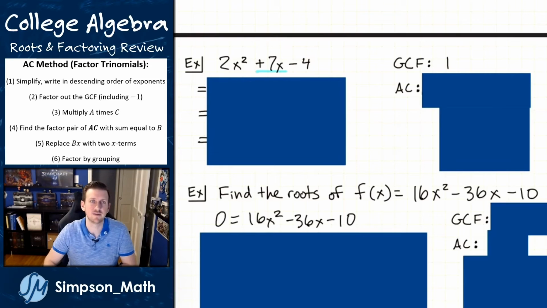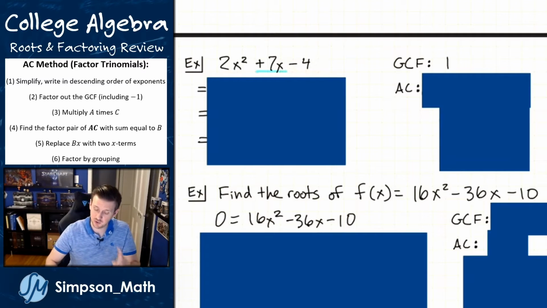So again, like in the previous videos, let's go through our 6 steps. So first, it's written in order. Our GCF is good to go. It's 1. So now let's do the AC step. So let's multiply A times C. Now A is 2 and C is negative 4. Notice that difference? So A is 2 and C is negative 4.